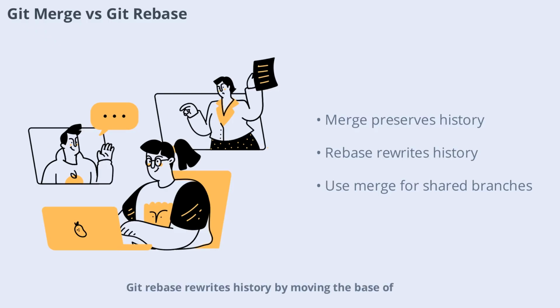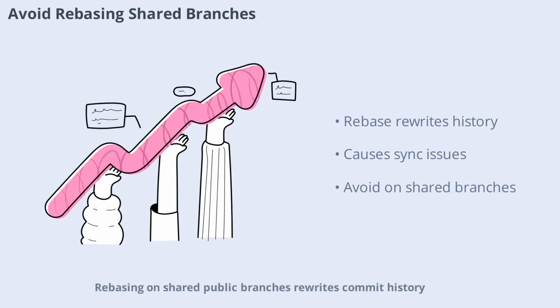Git merge combines changes from one branch into another using a single merge commit, preserving historical context. Git rebase rewrites history by moving the base of your feature branch to the tip of the target branch, creating a linear sequence of commits. In AI development, use rebase to clean up local feature branches before pull requests and merge for shared branches to maintain stability.